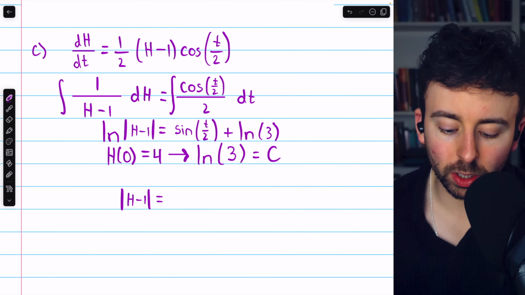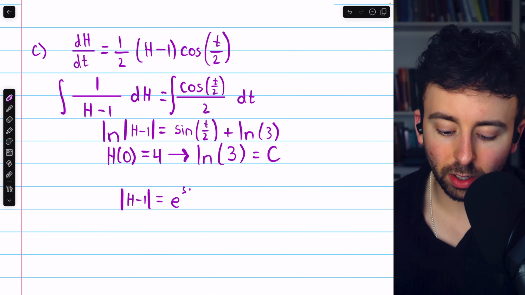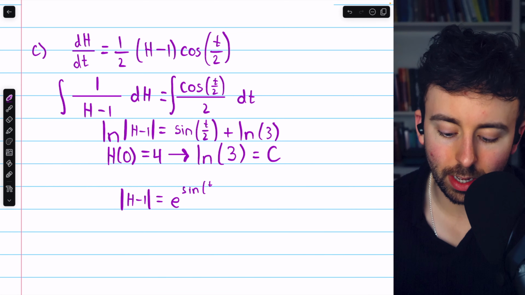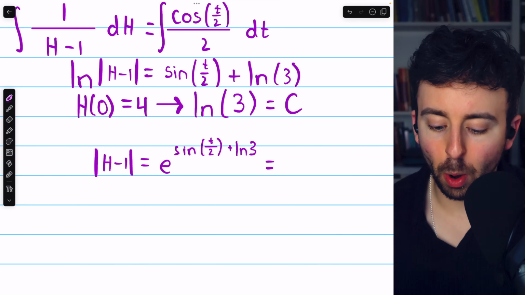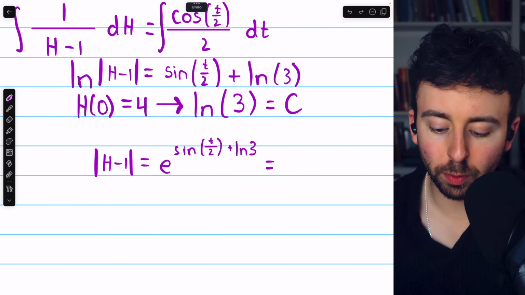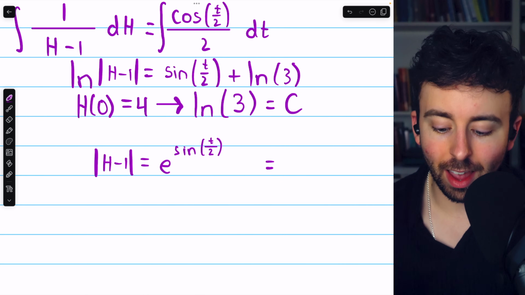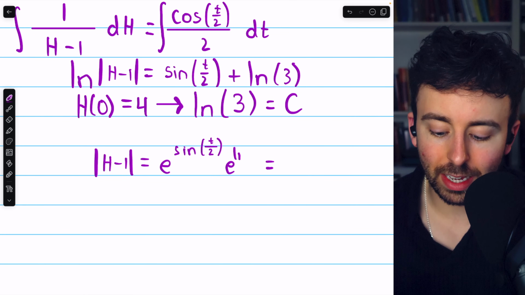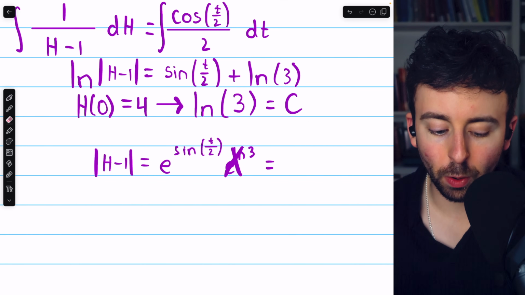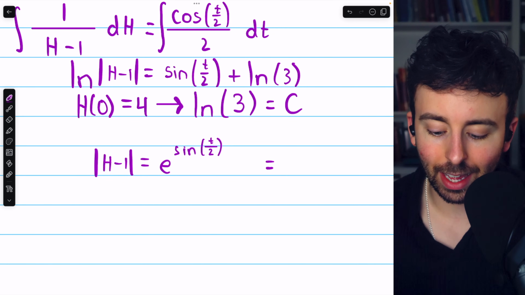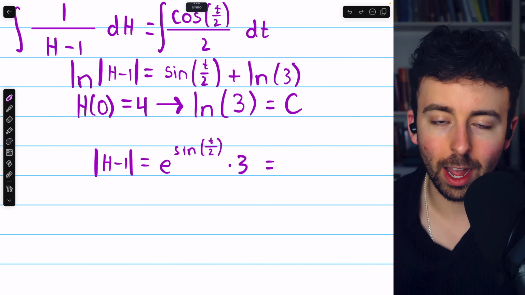And then on the right, we're going to have e to the power of everything that's on the right. So e to the sine of t over 2 plus the natural log of 3. But by our exponent rules, that is the same as e to the sine of t over 2 times e to the natural log of 3. But e to the natural log of 3, of course, is just 3 because e and ln cancel out. So this is just e to the sine of t over 2 times 3.